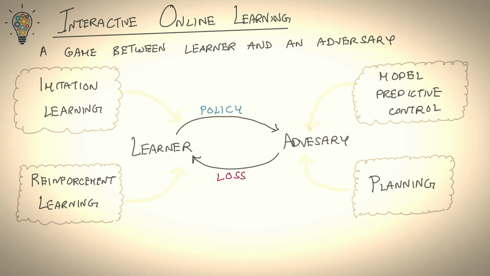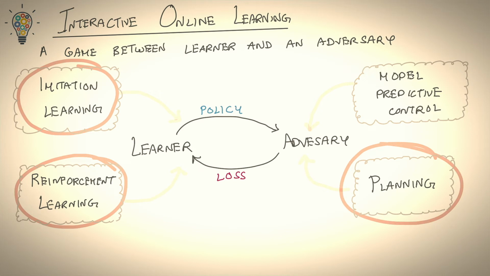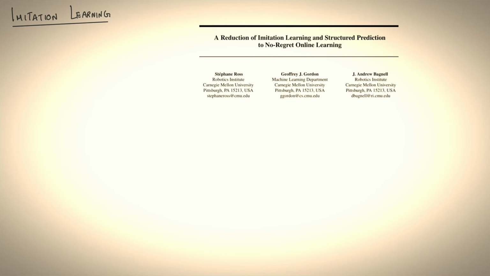Now let's go back to the realm of robot learning, and we'll see how this game that we just talked about occurs in various domains like imitation learning, reinforcement learning, and planning. Let's begin with imitation learning. We'll particularly be talking about a paper by Ross, Gordon, and Bagnell that reduces imitation learning to interactive online learning.